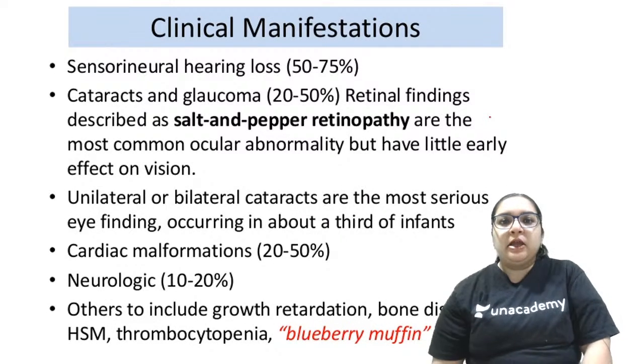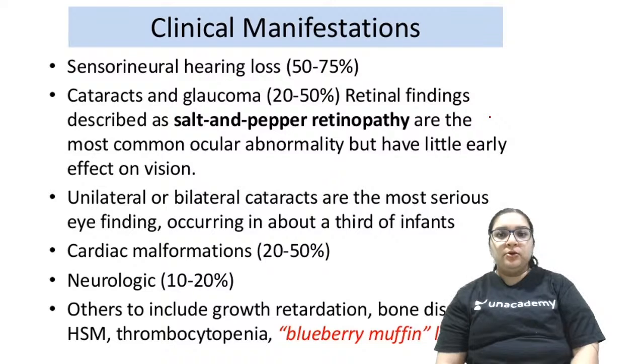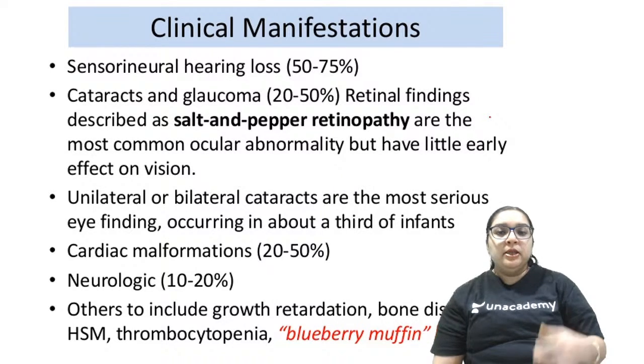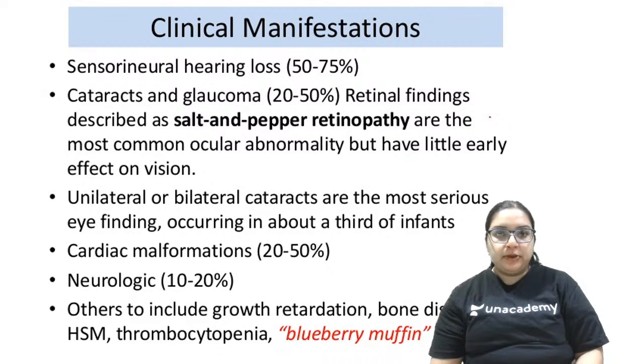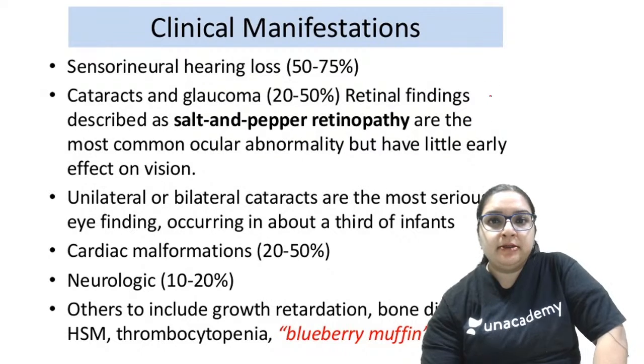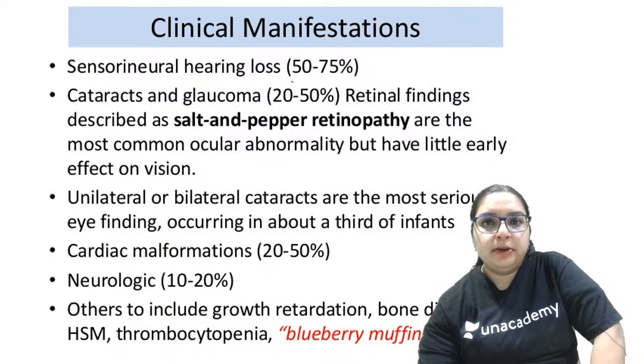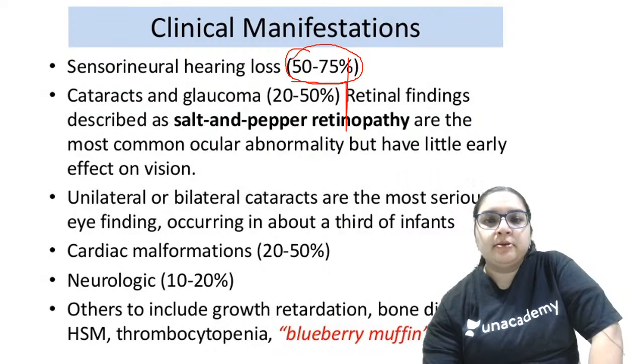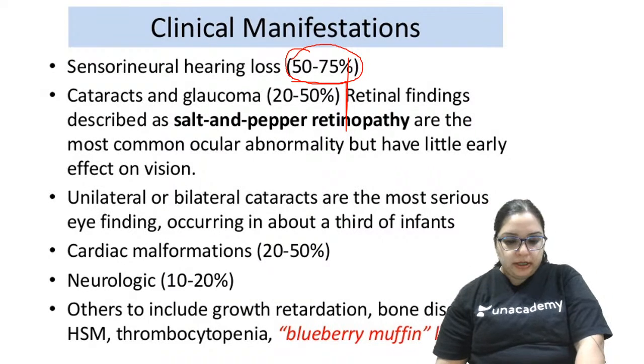Okay, now coming to the clinical manifestations. Again, this is very important from the sequential arrangement pattern of questions. Now coming to sensorineural hearing loss, you can see the percentage, it is the maximum. Okay, so there are maximum chances of having sensorineural hearing loss.